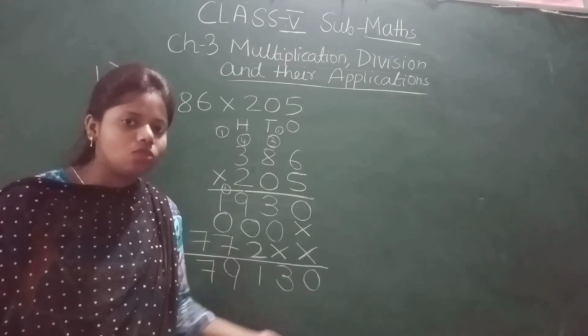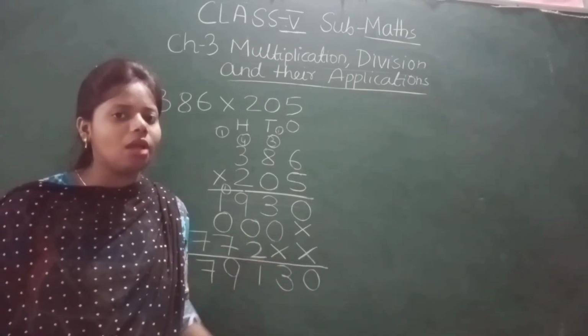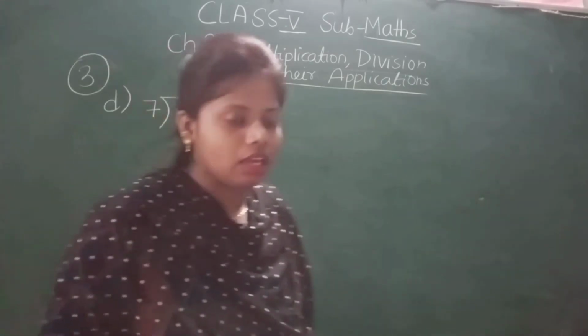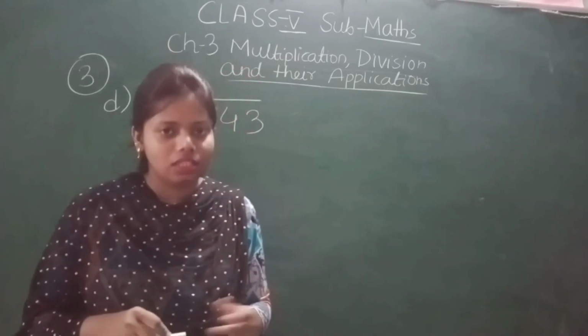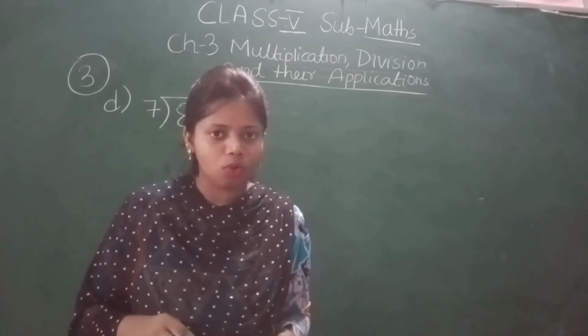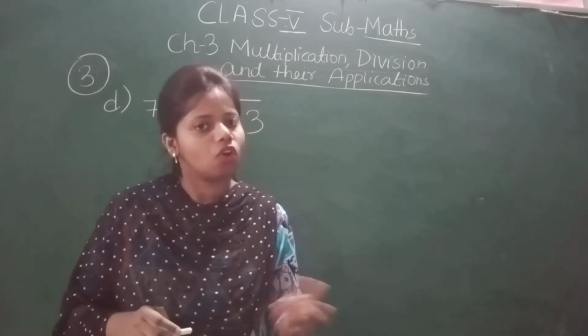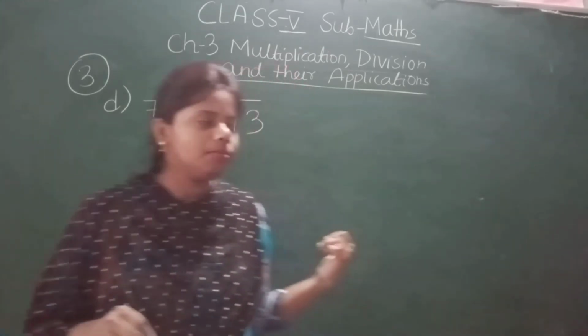Now let's do the last question of this exercise. Let's recap. It is division. Now let's see what is question number 3. Question number 3 is divide the following. Do the sums in your notebook. In this question you cannot solve in the book, so that is why they have written do this in your copy.